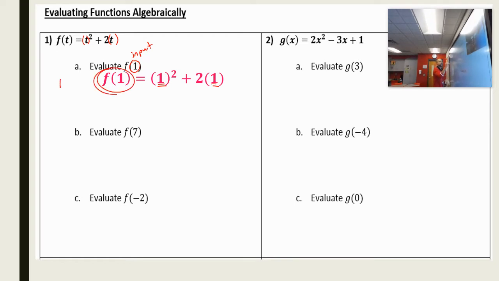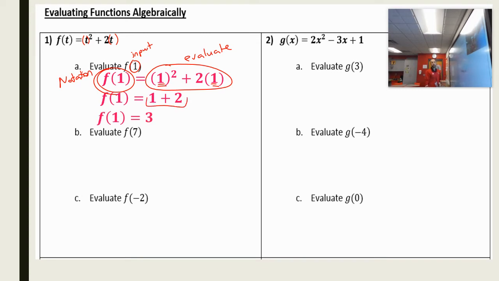This is just notation. So you don't do anything with the left-hand side. This side, the right-hand side, is the side that you are evaluating. Find the number, right? Evaluate it, calculate it. Okay? So order of operations, 1 squared is 1, 2 times 1 is 2. Add those two together, and f of 1 equals 3. So this is my output of this function. I put in 1, I got out 3. Check the next two.